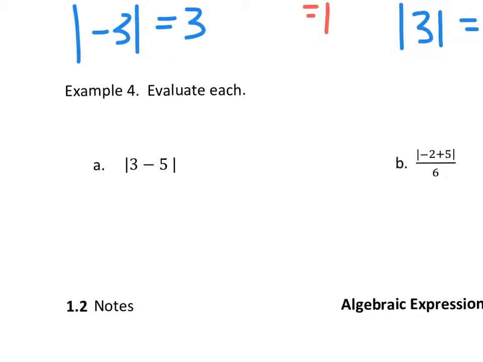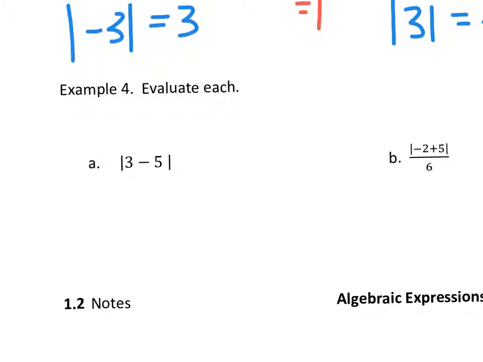Letter A, evaluate each. You want to do what's inside here. So 3 minus 5 is -2. So the absolute value of -2: if here's 0 on the number line, here's -2. -2 is 2 units away, so the answer is 2.